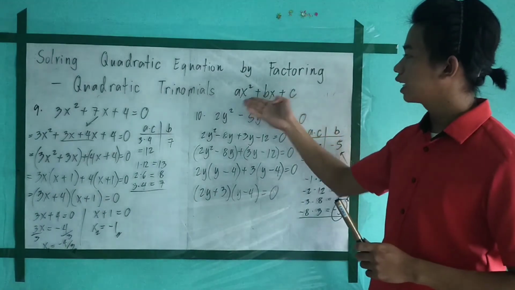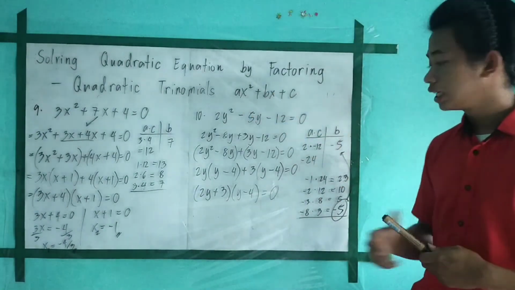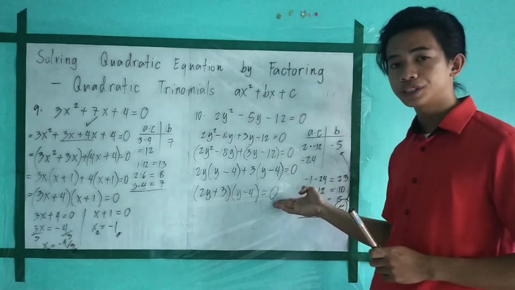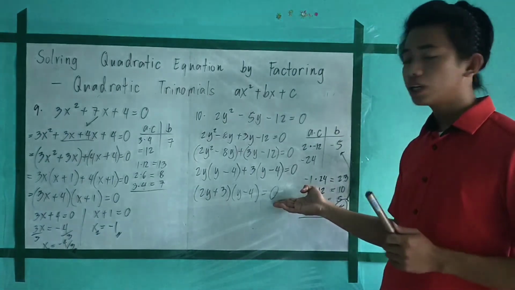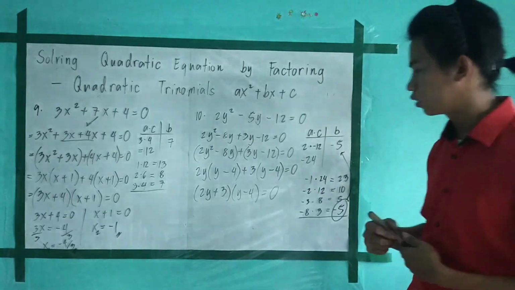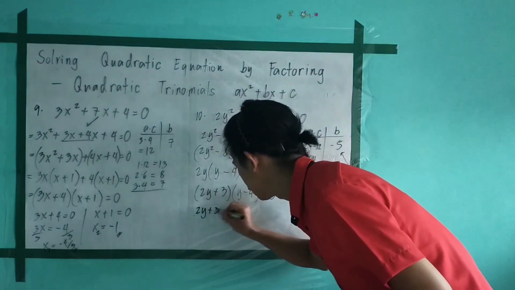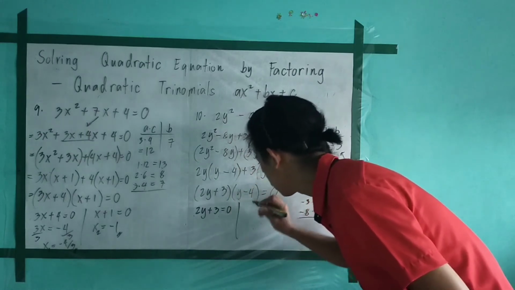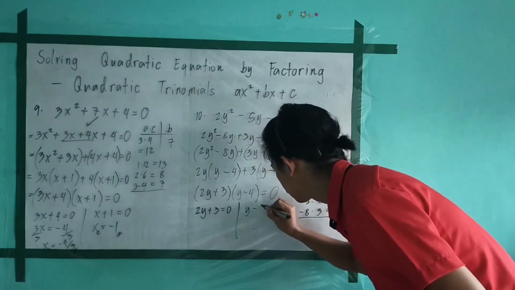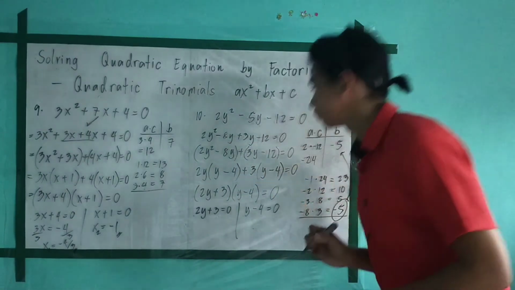In the form ax squared plus bx plus c. Now, nakuha na natin yung factors. Equate naman natin siya by 0. So, we have 2y plus 3 is equal to 0. And the other one is y less 4 is equal to 0.